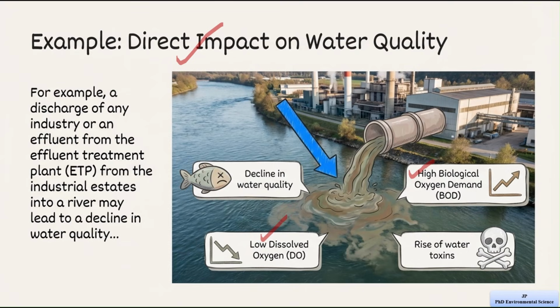Aquatic life struggles to survive. Step 4, water quality declines. Fish may die, toxic substances may increase, water becomes unsafe. Why is this important in EIA? In EIA, this helps identify pollution sources, predicts damage to ecosystems, and plan mitigation like treatment plants.